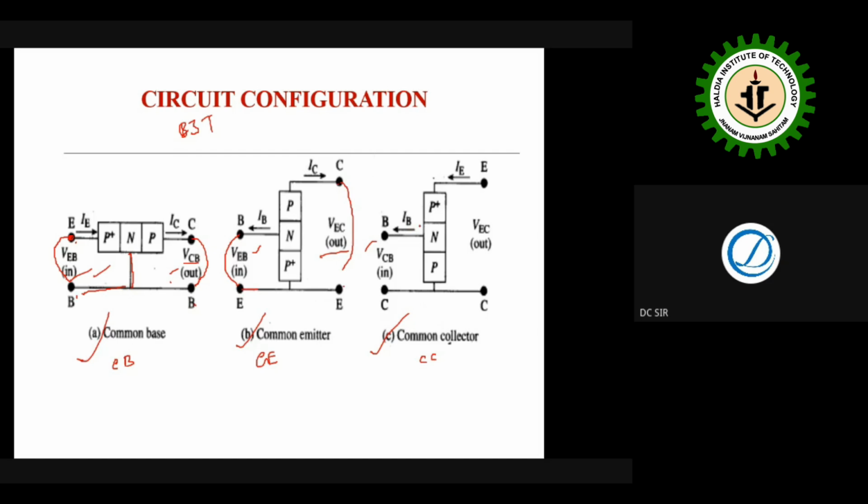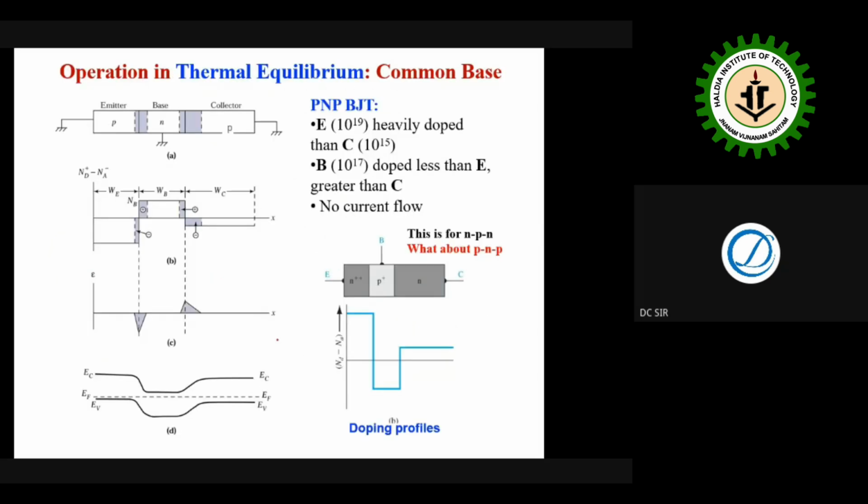So here the current is IB and IE, the emitter current. The input voltage is denoted by VCB and the output voltage is denoted by VEC. So here VCB is the input voltage. So this is the configuration. Using these configurations, we will discuss briefly next day. Today we try to understand the current flow in the BJT.